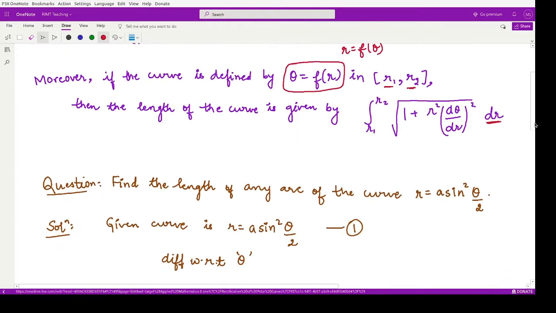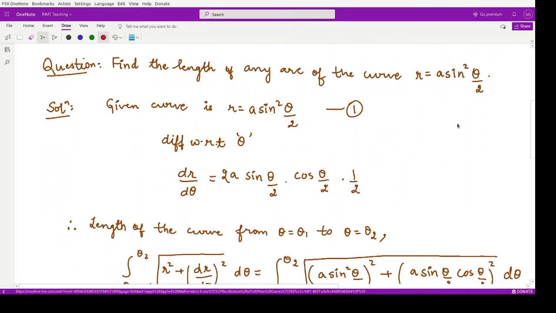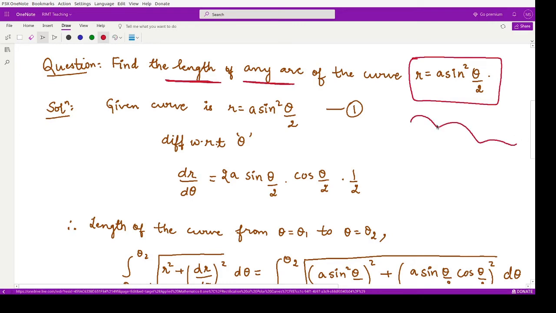So let us see one question related to this. We are given the curve r equals a sine squared theta by 2. This is a polar curve and we are to find the length of this curve. They are asking for the length of any arc on this curve. Suppose at this particular point the value of theta is theta 1, and at this other point the angle made by this arc with the initial line is theta 2. We will calculate the length of this curve from theta 1 to theta 2.